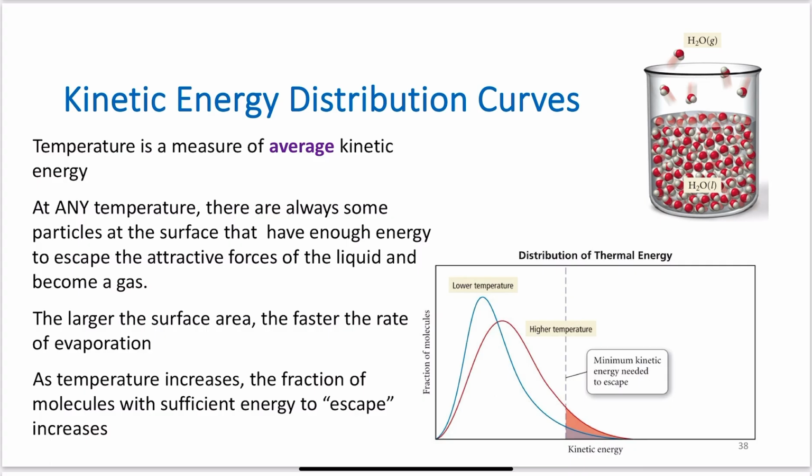First, let's look at some kinetic energy distribution curves. What's shown here, the graph here, is the distribution of thermal energy. We see on the x-axis we have kinetic energy, and on the y-axis, the fraction of molecules. We have two different curves shown here, a blue line and a red line, and the blue is showing lower temperature, and the red is showing higher temperature. So it's the same exact particle, but what it's showing is the distribution of the particles and the energy they have at two varying temperatures, okay?